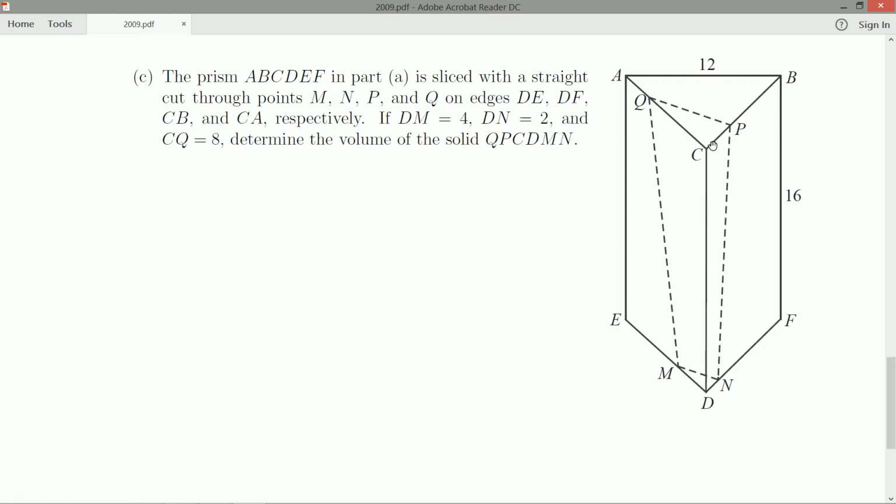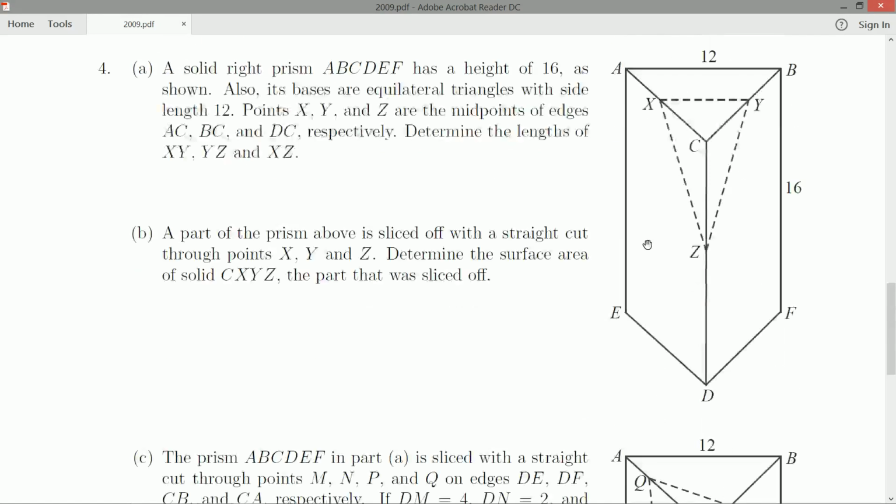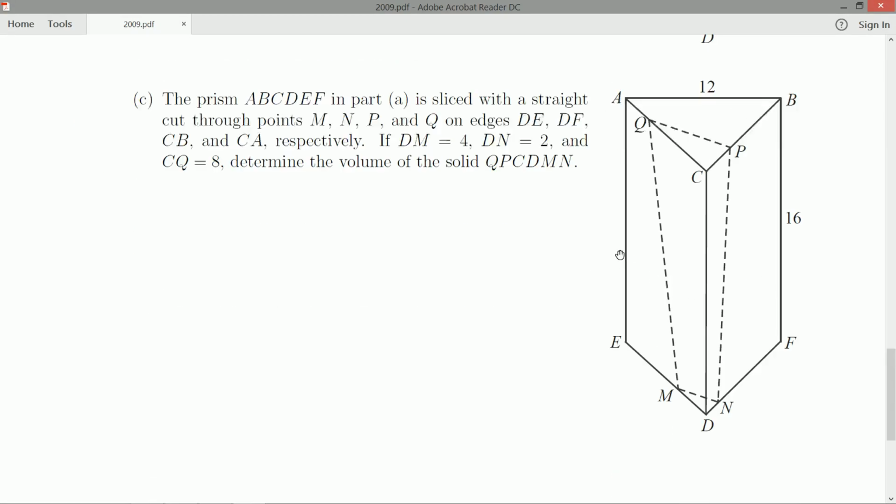But we are told it's a solid right prism. So these equilateral triangles are right on top of each other. They're right above each other. So if we can work out this triangle with the DMN and that 60 degrees, I'm betting that the angles CQP and CPQ are the same as DMN and DNM. So then we can figure out that.